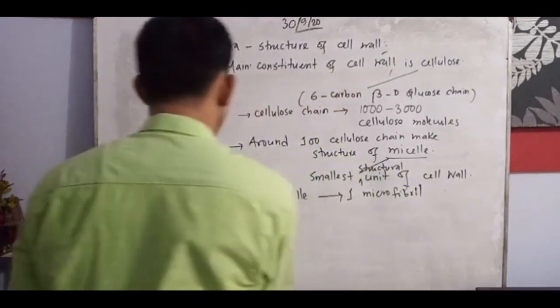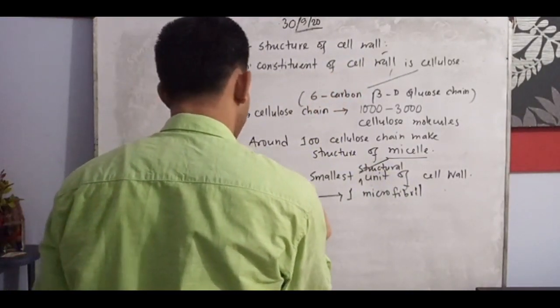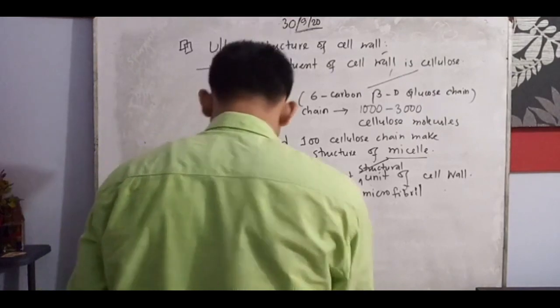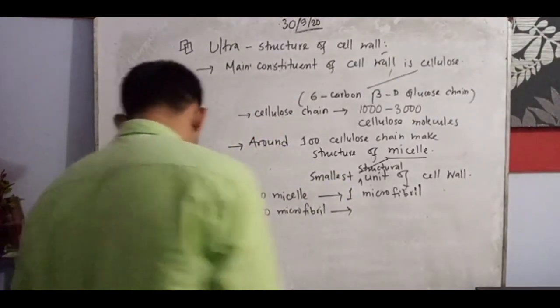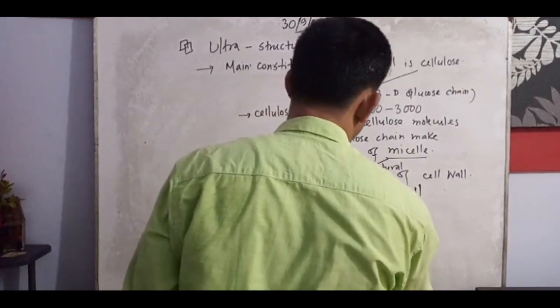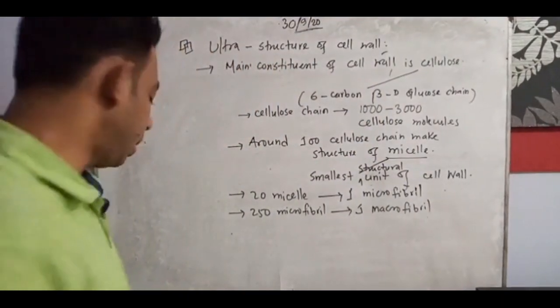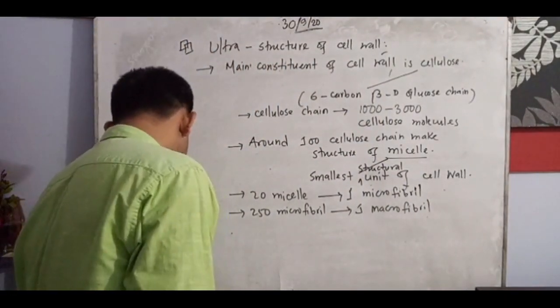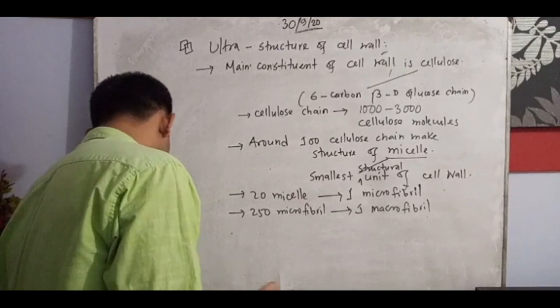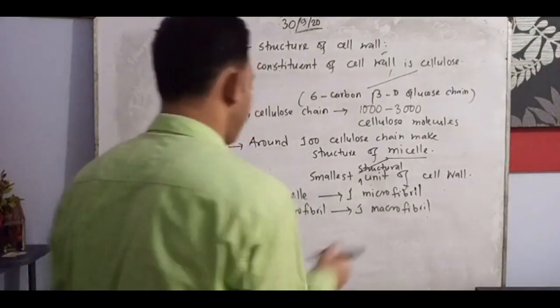Then 250 microfibril constitute and form one macrofibril. It is also a very important question in that case. And then we will try to understand how lots of macrofibril form a fiber.